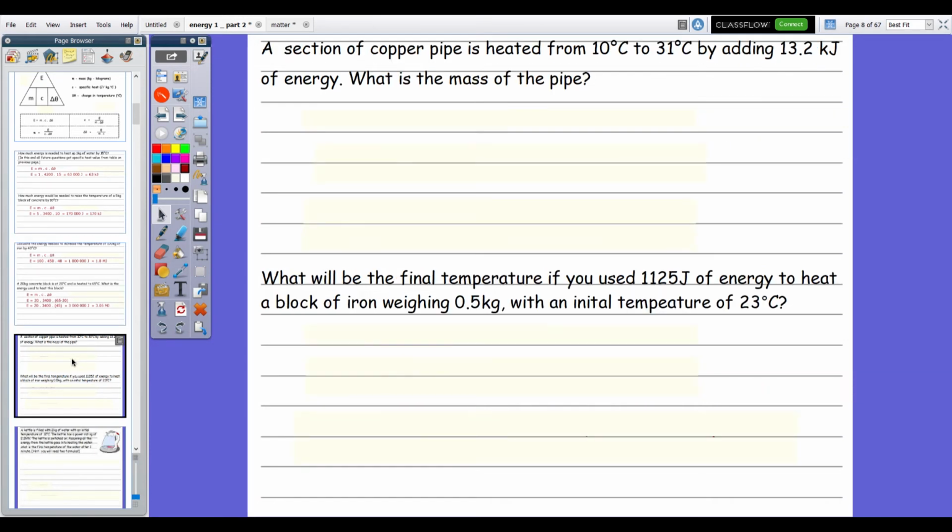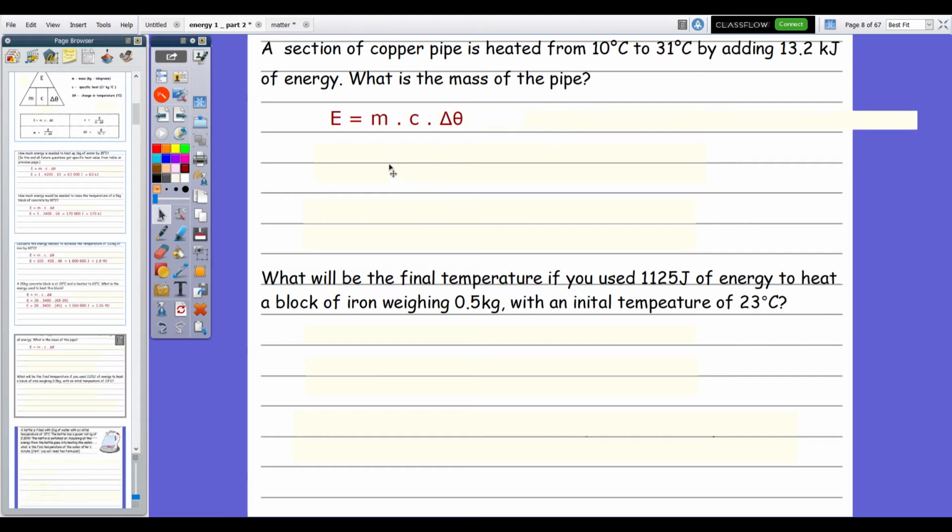Okay, instead of calculating energy now, we're just going to calculate different things. One question here, we're going to calculate the mass, and then in the other one, we're going to find the final temperature. So, a section of copper pipe is heated from 10 degrees to 31 degrees by adding 13.2 kilojoules. What's the mass of the pipe? We're going to start off as ever with the base formula. Remember the base formula. E equals mc delta theta.